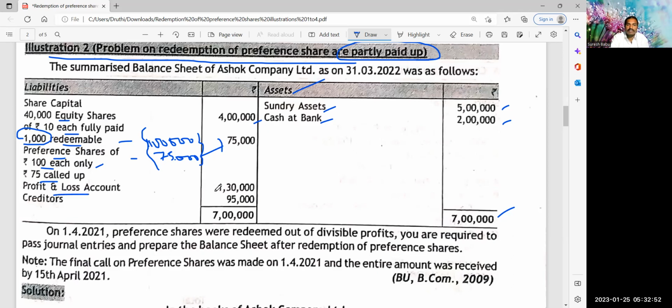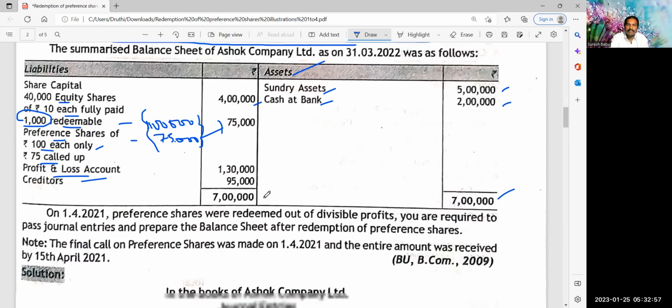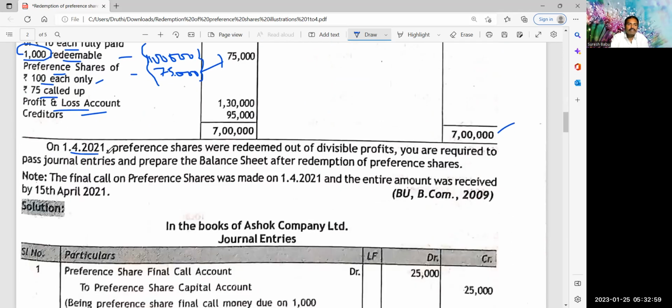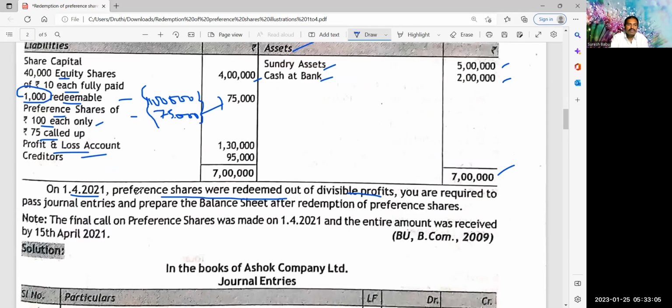Profit and loss account, this is 1,30,000. It is divisible profit. Creditors 95,000, total 7 lakhs. On 1/4/2021, preference shares were redeemed out of divisible profits. Okay. So preference shares were redeemed out of divisible profits only. No issue of equity shares. You are required to pass journal entries and prepare the balance sheet after redemption of preference shares. Okay. So this is just assumption.